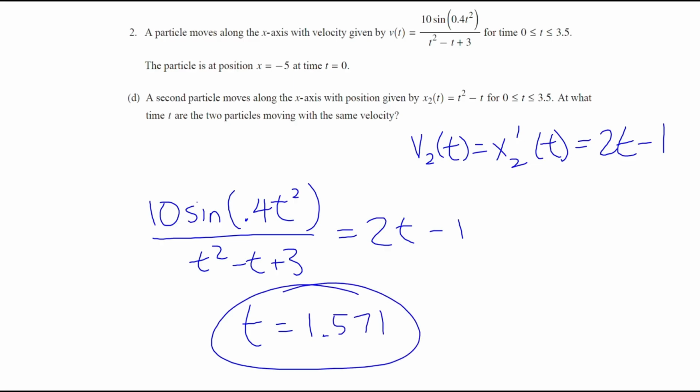You don't need to show any other work other than just saying that's at t equals 1.571 and call it good. We got 2 points here for this part, 1 for setting them equal and 1 for successfully finding that value using our calculator. And that is the end here of question number 2 on this motion FRQ from the 2018 exam.